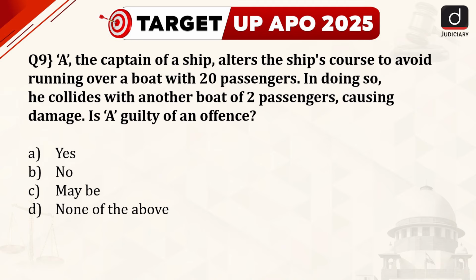Question number 9. A, the captain of a ship, alters the ship's course to avoid running over a boat with 20 passengers. In doing so, he collides with another boat of 2 passengers, causing damage. Is A guilty of an offence? Option A, yes. Option B, no. Option C, maybe. And option D, none of the above. The correct answer is option B.